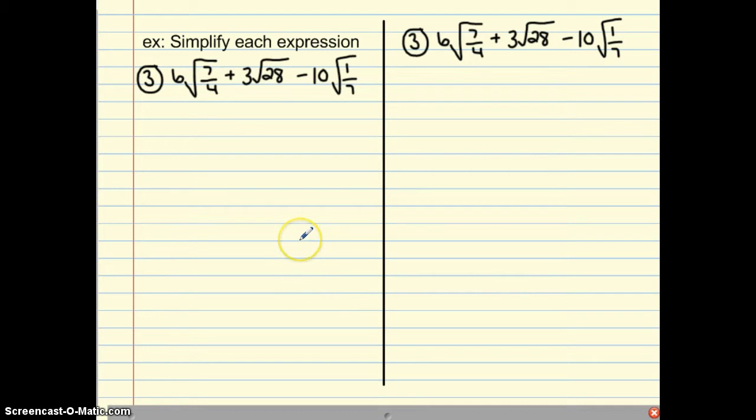Example 3. Hey, we're not distributing anymore, but there's fractions, so I imagine you guys are still ticked. I can't make you happy either way. So we'll just try and keep moving.